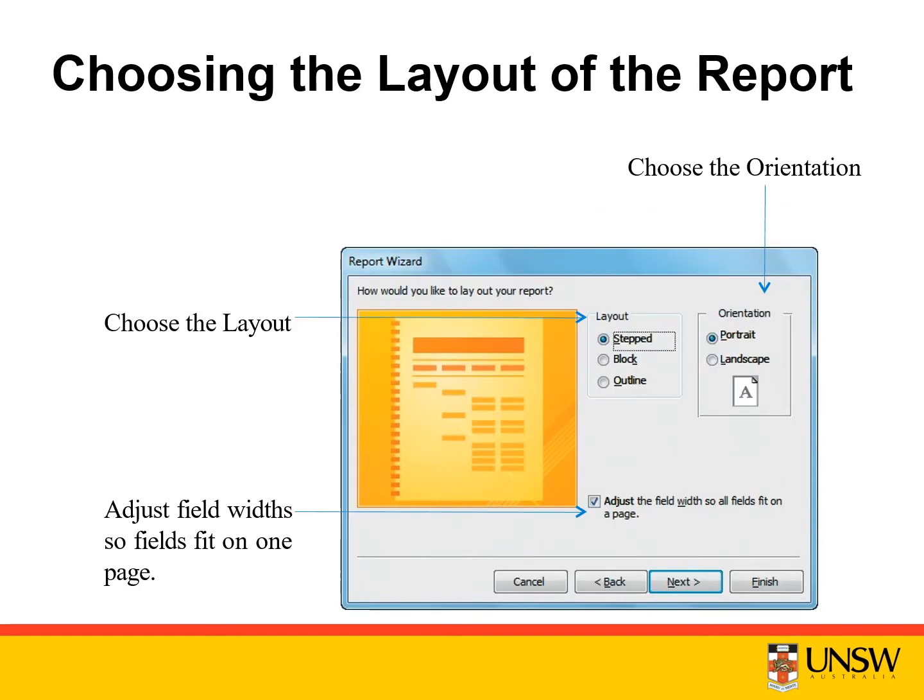In this window, you should select the layout type and the orientation of your report. Also, tick the Adjust checkbox if you want to adjust the report to be printed on only one page.